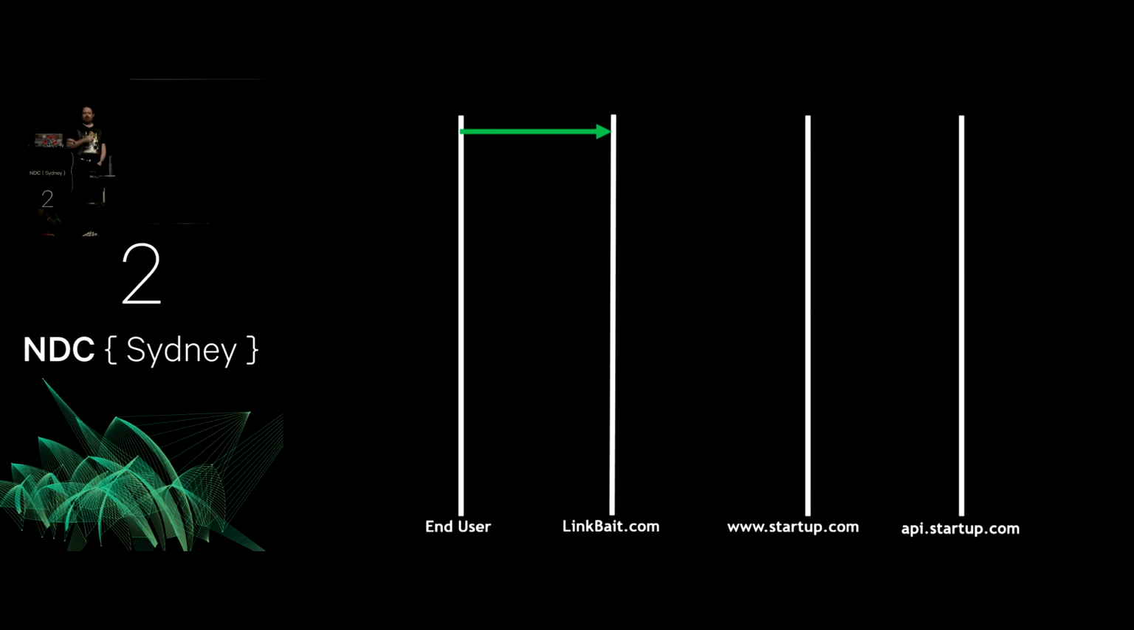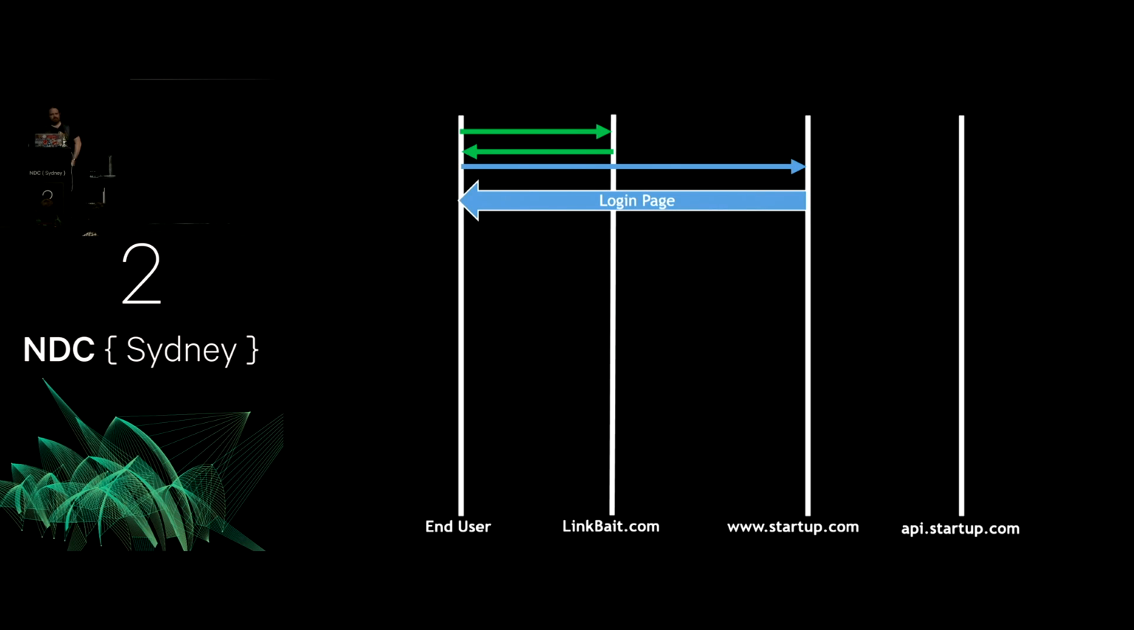So the first thing that happens, the user goes to Linkbait and says, hey, it's me. And Linkbait goes, prove it. Go to startup.com and tell them we are allowed access to your stuff. User gets redirected to startup. They log in there. We validate them. We send them back a page, prove that you're you. They put in their credentials. Credentials have not been shared with Linkbait. The credential flow is between the customer and us.